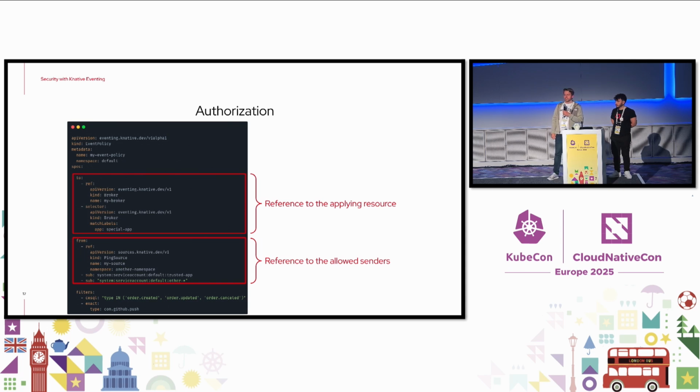And that way you can, for example, allow all requests from all service accounts from a namespace. And the third section are the filters, and they are optional, and they allow you to shrink down even more which events are allowed. For example, that way you can restrict that only certain event types are allowed to be sent to your resource.